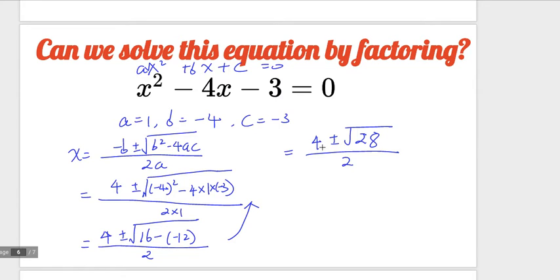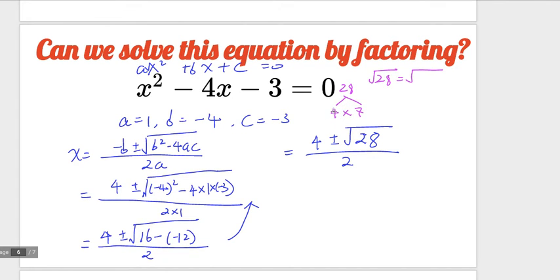So one of the solutions is 4 plus square root 28, and the other one is 4 minus square root 28, all divided by 2. However, we do prefer to simplify square root 28, which is called simplifying the radical. How do we do that? I will break down 28 into one perfect square number and another regular number. So basically I find a perfect square number that is a factor of 28. You might think, can I break down 28 as 4 times 7?